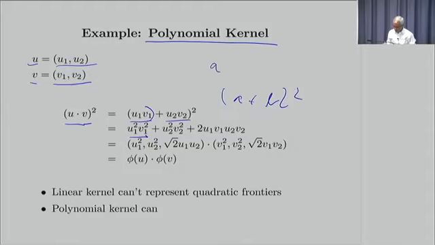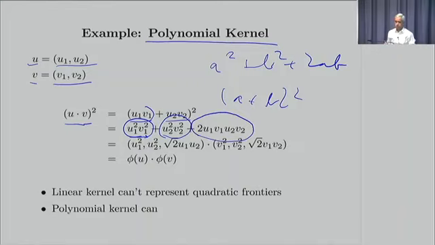(a plus b) squared is, sorry to bore you with this, a squared plus b squared plus 2ab. Everybody agree? So what is a squared? It's u1 squared v1 squared. Okay? What is b squared? It's u2 squared v2 squared. And what is 2ab? It's 2 u1 v1 u2 v2. Right? This is just applying the square.